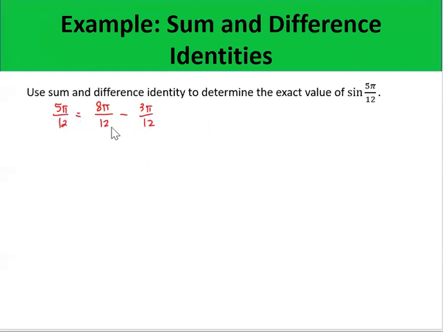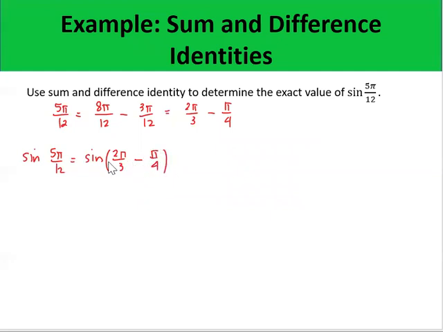And then since the denominators are the same, we just copy the denominator when we combine this difference of two angles. So 8 pi over 12 can be simplified as 2 pi over 3, while 3 pi over 12 can be simplified as pi over 4. Rewriting this, sine 5 pi over 12 can now be written as sine of 2 pi over 3 minus pi over 4.